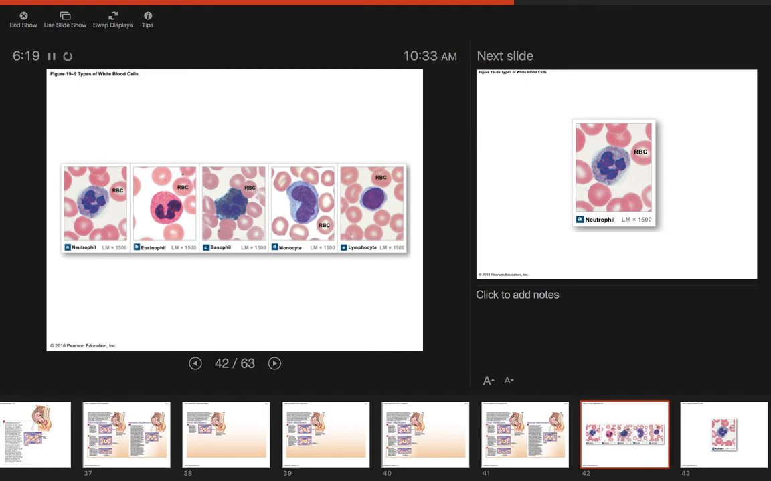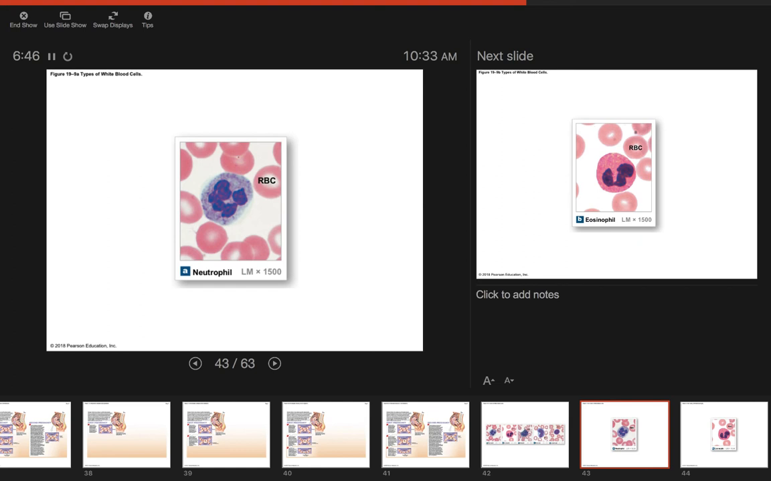All right, so we'll go down the line and look at these cells. You can see the red blood cells all the way around them. Each of the white blood cells has a nucleus, so they can produce proteins which are going to help in the immune system. We'll start by looking at the neutrophil. The neutrophil is a phagocytic cell, so it can engulf things.